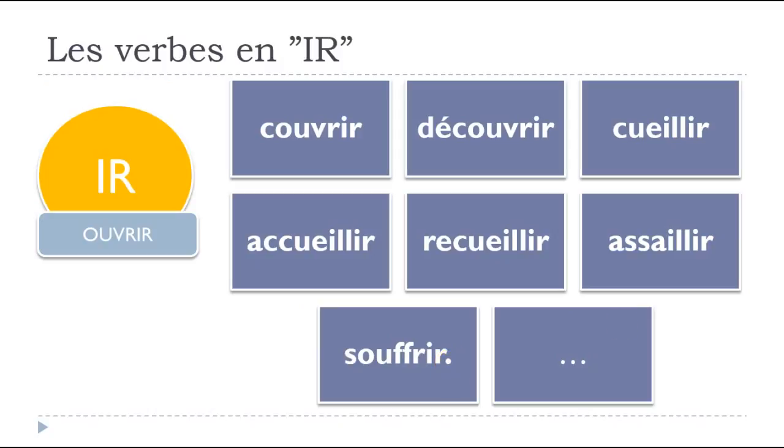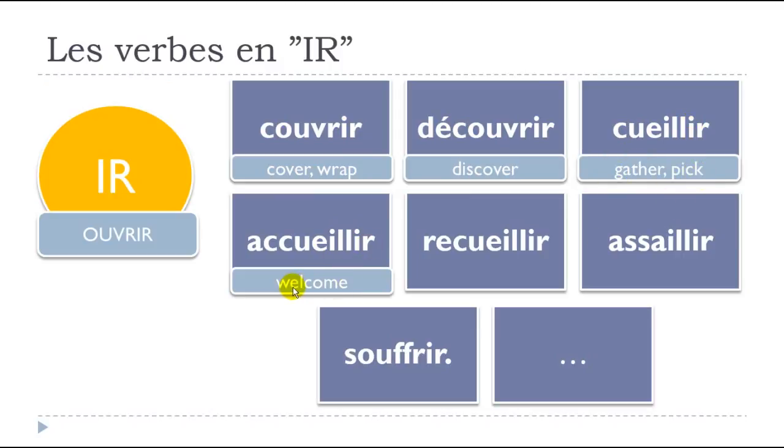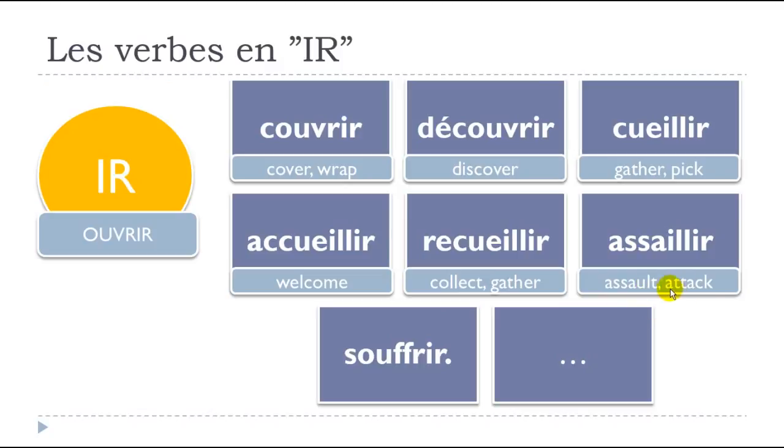And of course, as in most cases, I try to give you the translation, and here it goes. Couvrir means to cover or to wrap. Découvrir, to discover. Cueillir, to gather, to pick. Accueillir, to welcome. Recueillir, to collect, to gather. Assaillir, to assault, to attack, and then souffrir, to suffer. So these verbs here will be conjugated the same way ouvrir is, and it's not that difficult.